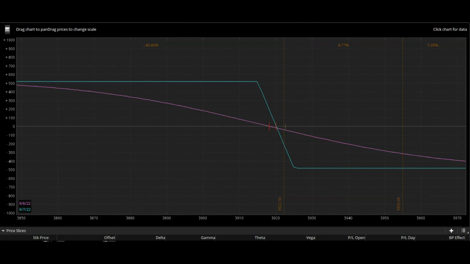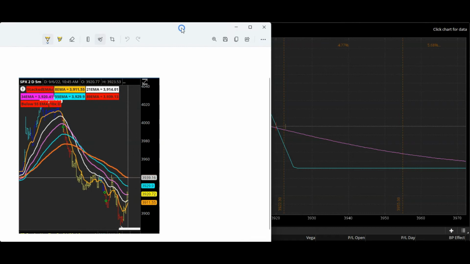This is a trade I took in SPX. This is September 6th expiration, 0 DTE. This is a 5-minute chart, and here I'm looking for a couple of levels to act as potential resistance.